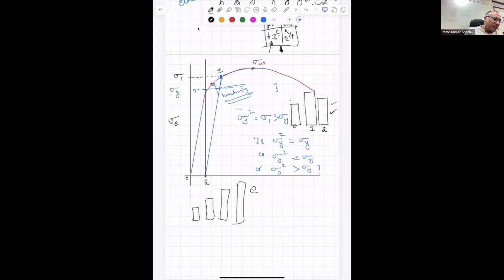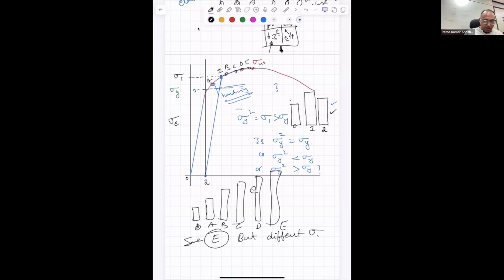let us say different points you are taking the specimens. So let us say 0, A, B, C, D, E. All of them will have the same elastic modulus, the same E, but different sigma y.